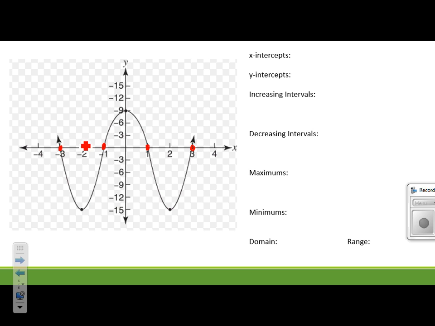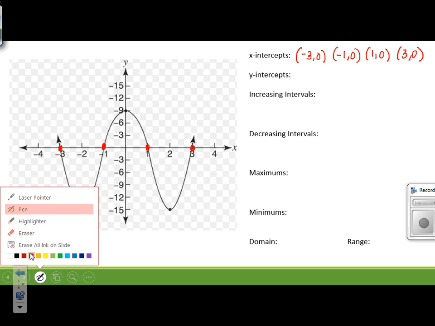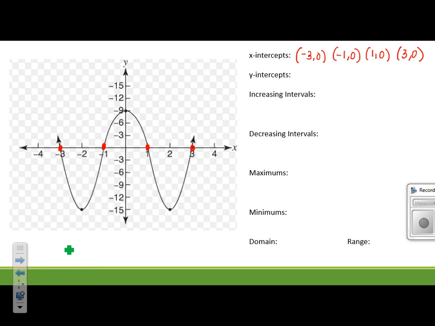Those are my x-intercepts. So my x-intercepts are (-3, 0), (-1, 0), (1, 0), and (3, 0). And remember, x-intercepts have a y of 0. All right. Now I'm going to go ahead and do the y-intercept. The y-intercept is where it makes the x 0. So that would be (0, 9).